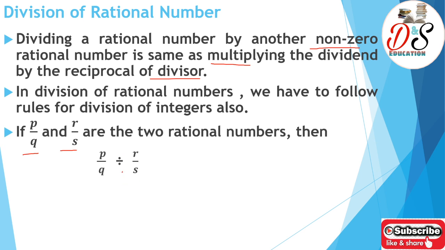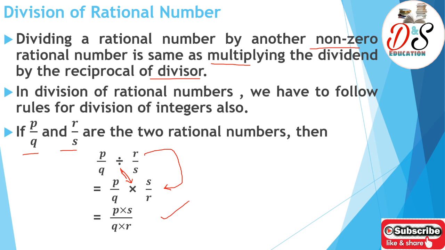So what you have to do, you have to replace this division sign with multiplication, and next you have to reciprocate the just following rational number. Now we have to do multiplication, and in case of multiplication we know that simply multiply numerators together and multiply denominators together. So that's how you will do division of rational number.